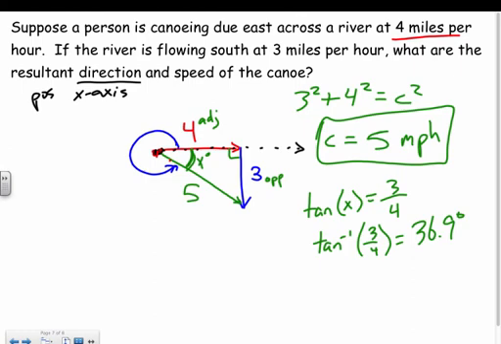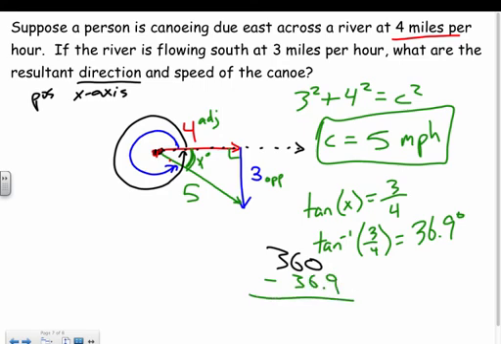So there's 2 ways I can answer this. I can subtract it from 360 like I talked about, because remember 360 would be all the way around, right? And I can take 360 minus that 36.9, and I would get my direction, which in this case is 323.1 degrees. That's one way to do it.